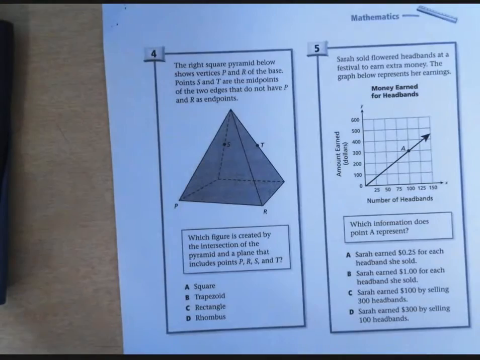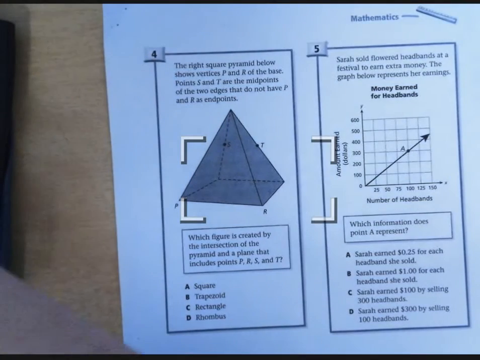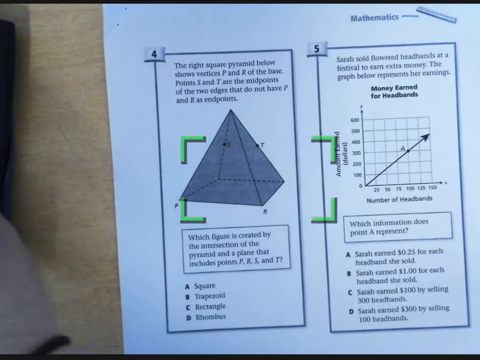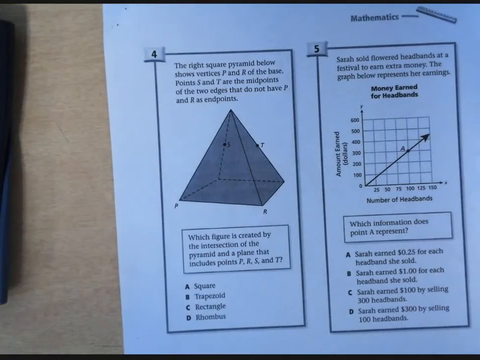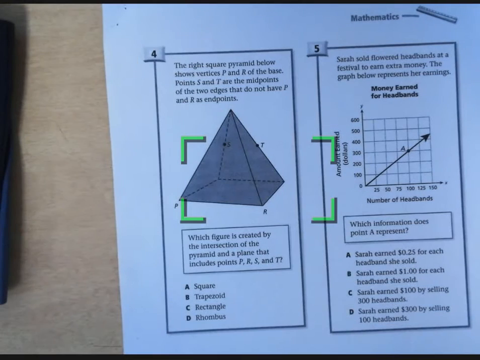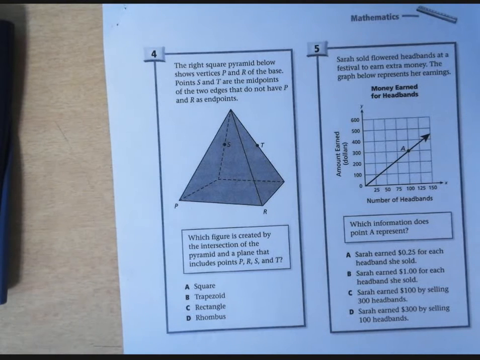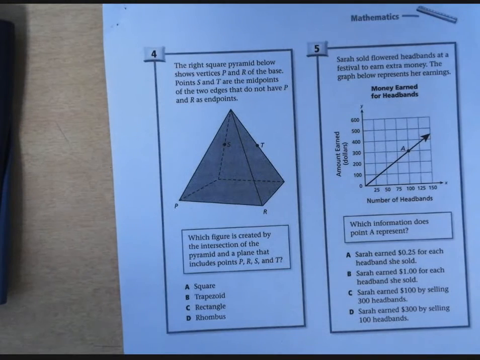Number 4, the right square pyramid below shows vertices P and R of the base. Points S and T are the midpoints of the 2 edges that do not have P and R as endpoints. Which figure is created by the intersection of the pyramid and a plane that includes points P, R, S, and T? So I'm going to work through this 2 possible ways.